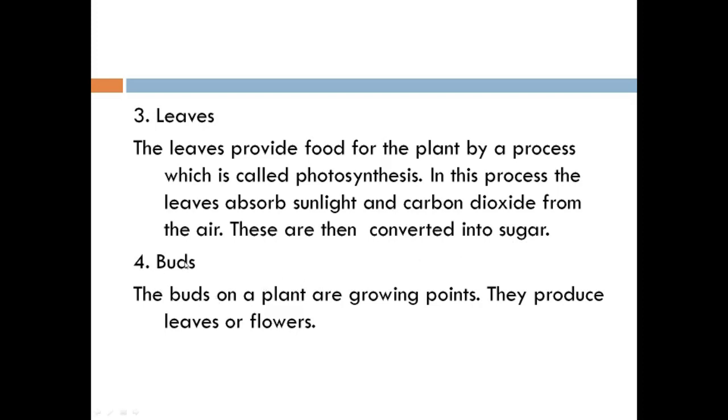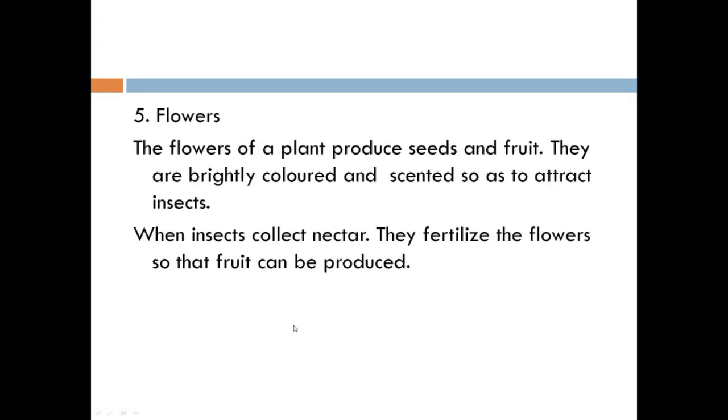The buds on a plant are growing points. They produce leaves or flowers. The flowers of a plant produce seeds and fruits.